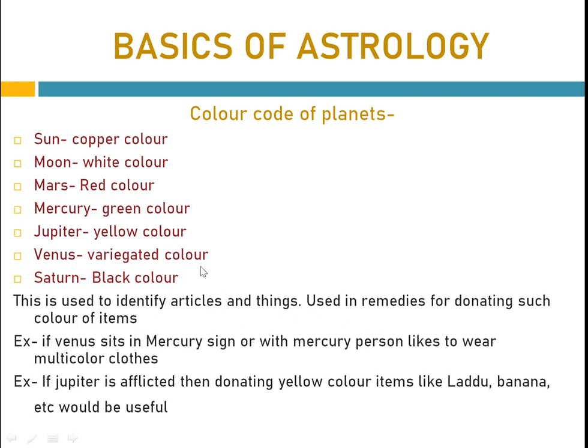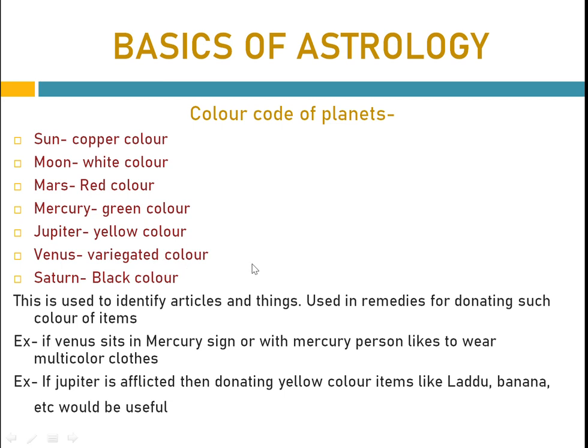Suppose you are having afflicted Jupiter. Jupiter is the yellow color, Jupiter is sweet, so you can distribute yellow color sweets, or you can use Jupiter's fruits also, so you can use yellow color fruits also. Now Venus denotes cloth, Venus is the variegated color.